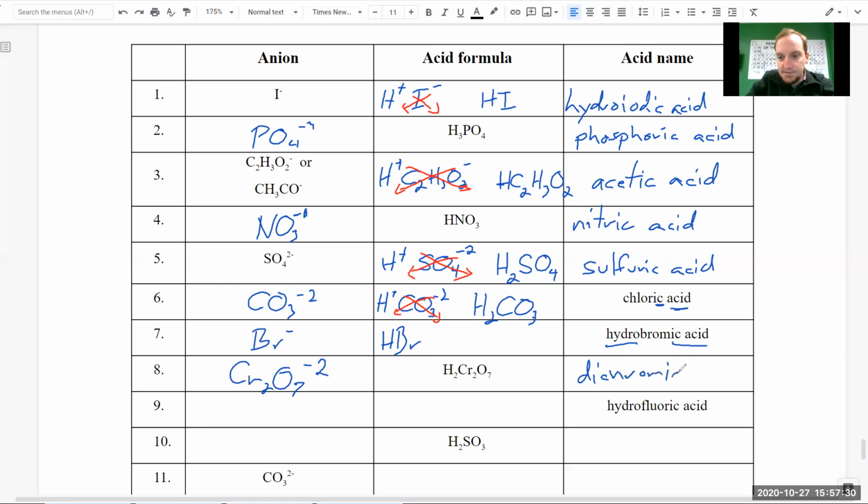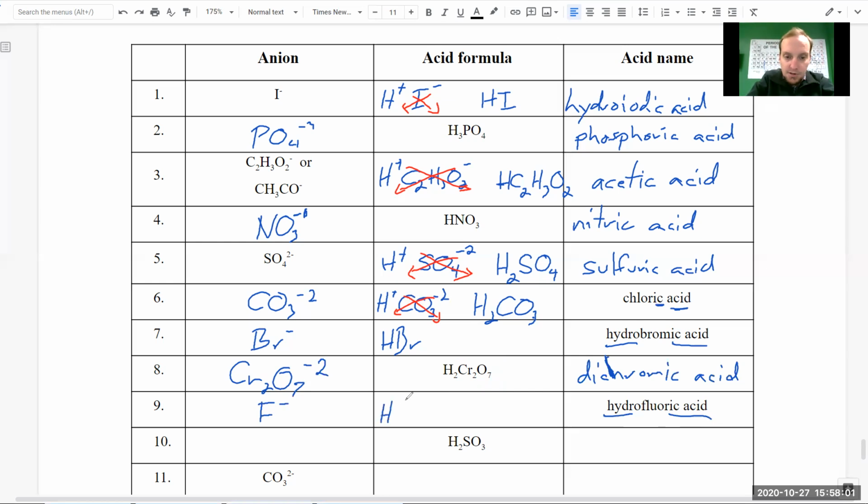acid. Dichromic, that's an H, sorry. Dichromic acid. So because the anion is dichromate, again, it's not hydrodichromic because we have a whole jumbled mess of elements. Therefore, there's no hydro. It's just dichromic acid. Number 9, hydrofluoric acid. Hydro-ic acid tells me that we are dealing with just a simple fluoride ion.